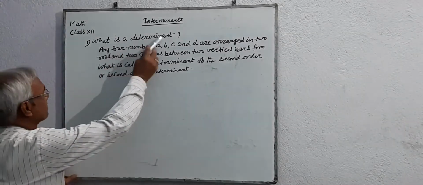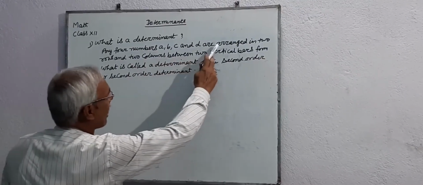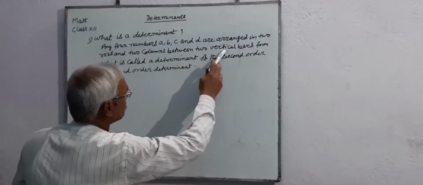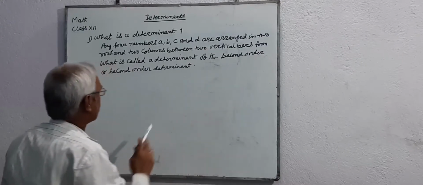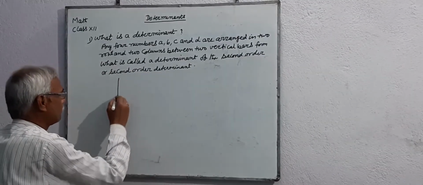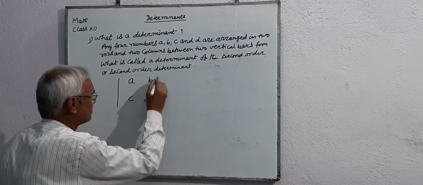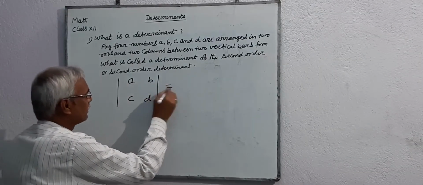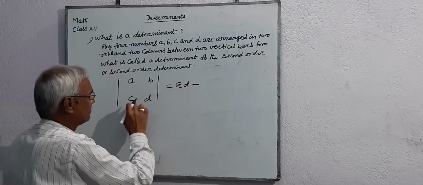What is a determinant? Any four numbers A, B, C, D arranged in two rows and two columns between two vertical bars form what is called a determinant of second order, or second order determinant, written as A, B, C, D. Its value is the leading diagonal A into D minus B into C.